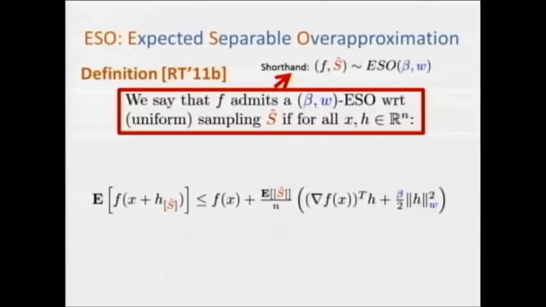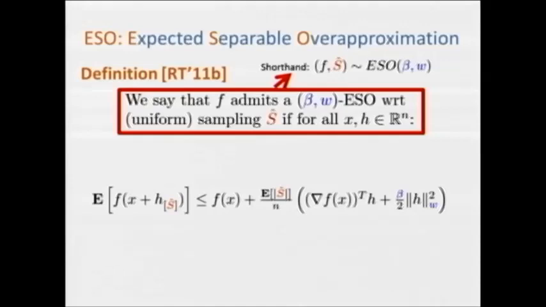So now imagine you have picked your favorite S hat. Maybe one coordinate with probability 1 over n, or two coordinates with some probability, and so on. You just pick your favorite S hat, assign probabilities to subsets of the set of coordinates. Now you look at this inequality. And what do you want to do? You want to minimize the right-hand side in h, and that's your update.